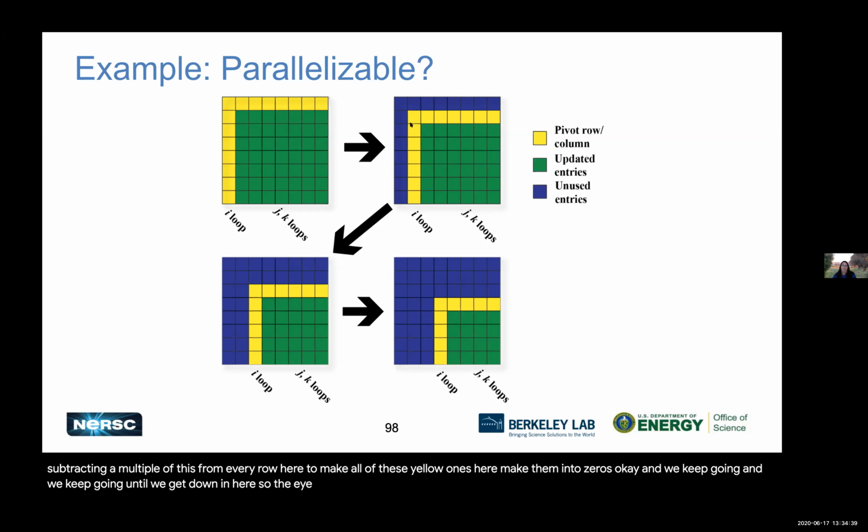So the I loop is what indexes our pivot row or column. And then J and K is how we iterate across here. Okay, makes sense? Or no? Okay. Any questions so far on Gaussian elimination?